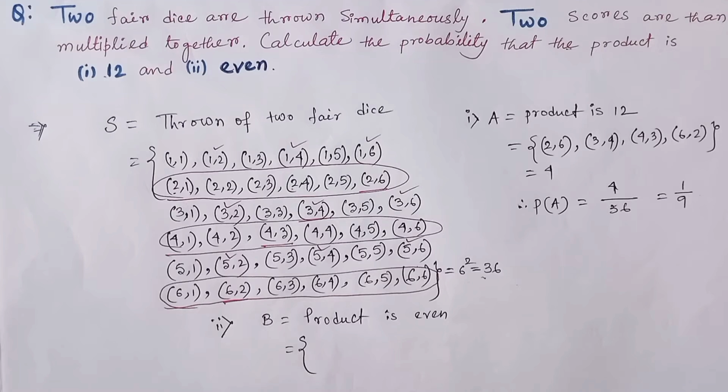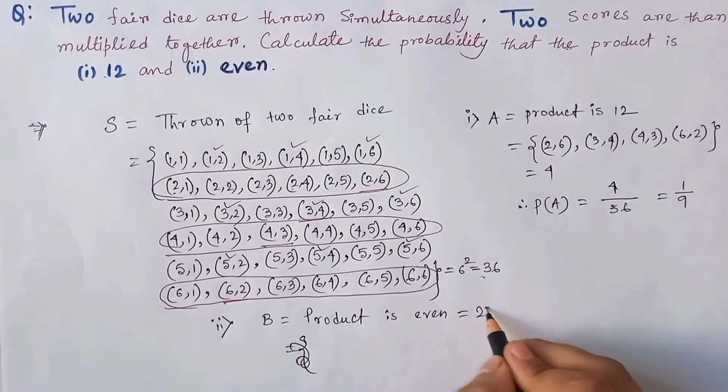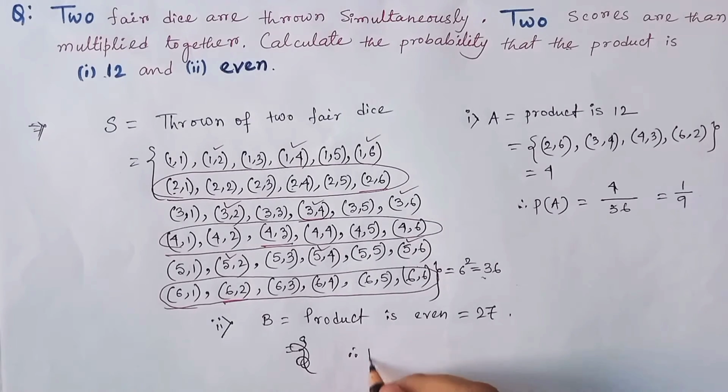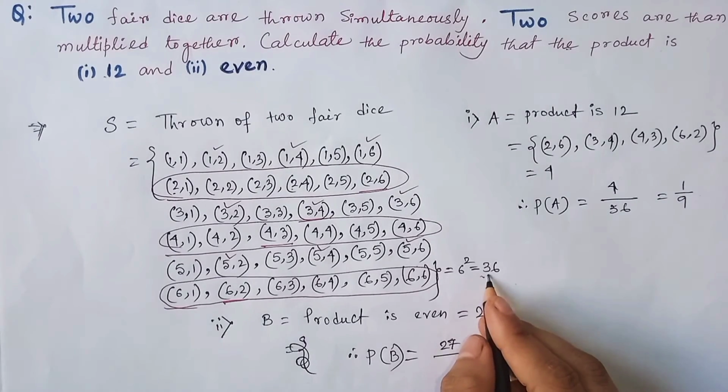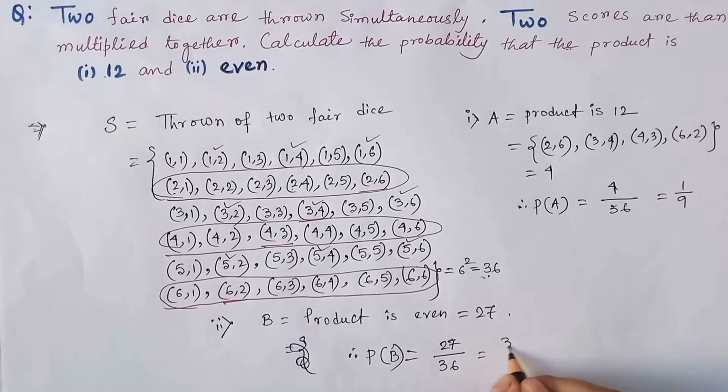So B contains total outcomes 27. Therefore the probability of B is equal to 27 divided by the total outcomes, which is 36, that means 3 by 4. So this is the answer.